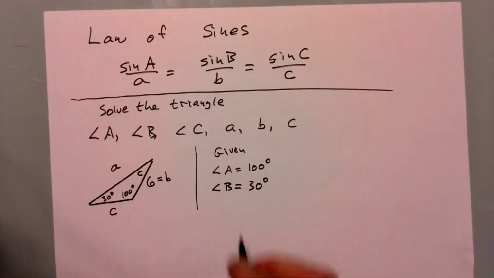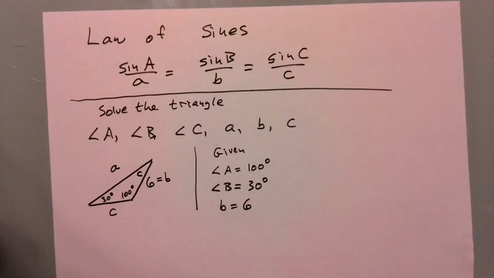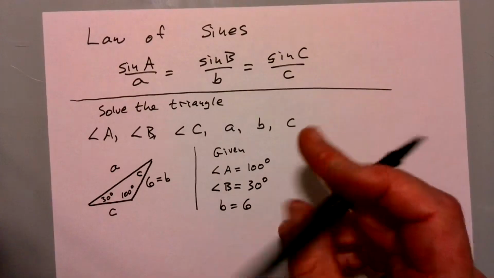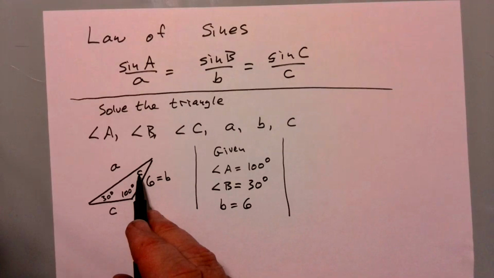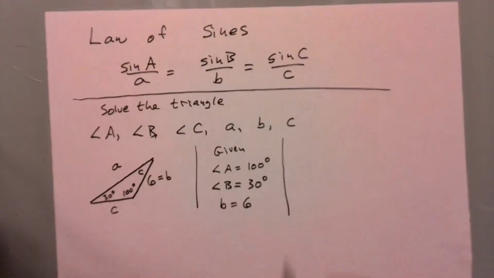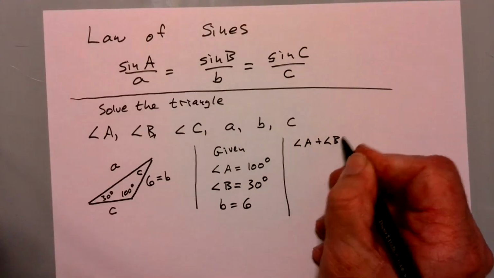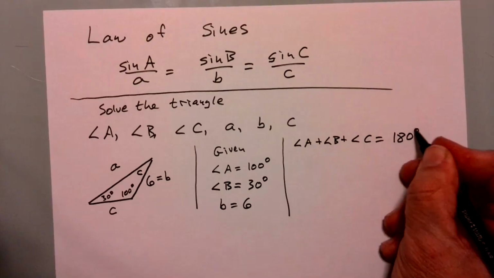Angle B is 30 degrees, and we know what little b is. Little b is 6. So you can see I know angle A, angle B, and little b. So yes, I could use law of sines to find something, but why don't we find angle C first? Because we know the 3 angles of a triangle add up to 180 degrees.